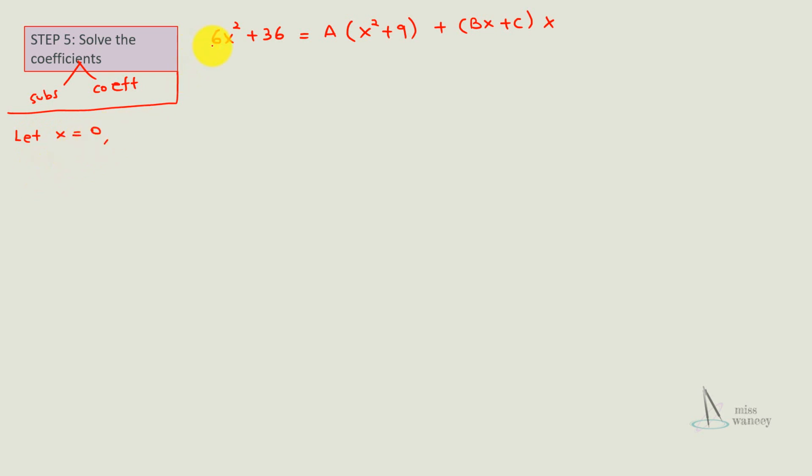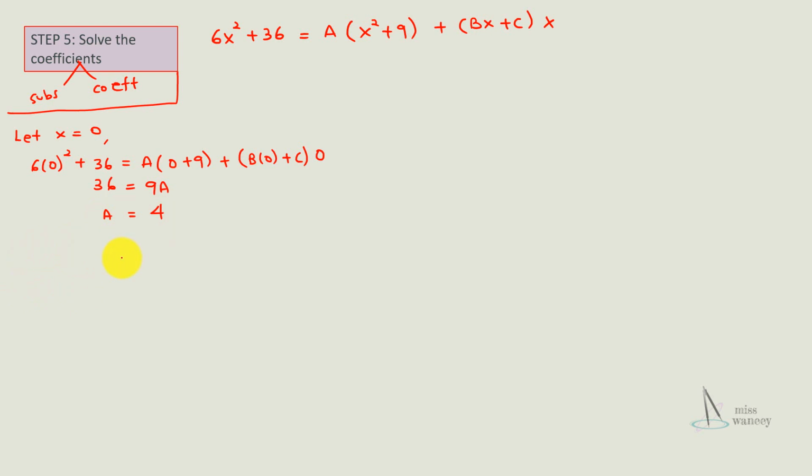I'm going to have 6 multiplied with 0 squared plus 36 equal to A times (0 plus 9) plus B times 0 plus C multiplied with 0. 0 multiplied with anything is always 0. So on the right hand side, I have 9A, and this is 36. So A is directly equal to 4.